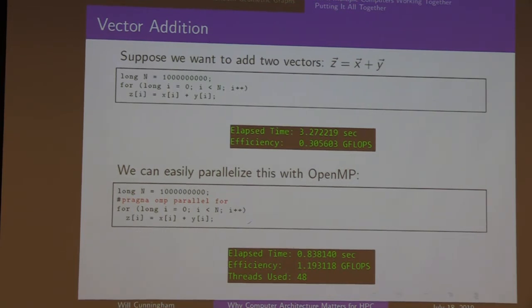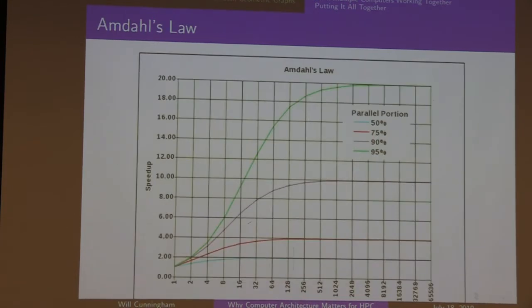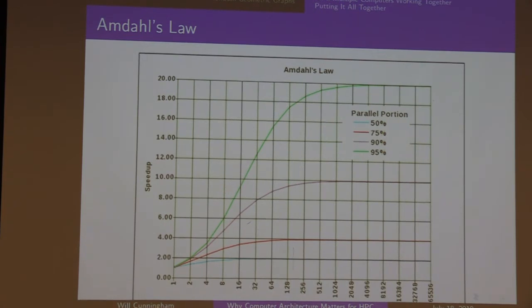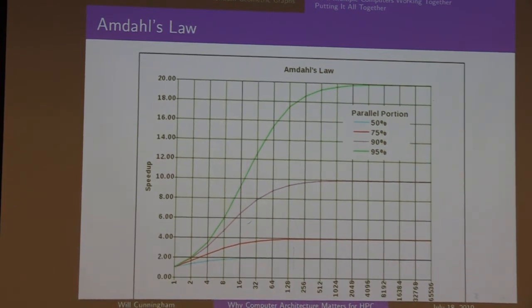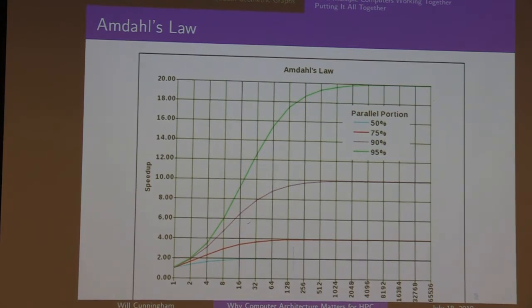And the answer is there's a lot of other stuff happening. You have to read memory and write memory. Those operations cannot go in parallel. There's a lot of overhead going on here. And that gets us to Amdahl's law, which says that only a certain portion of your code can be parallelized.